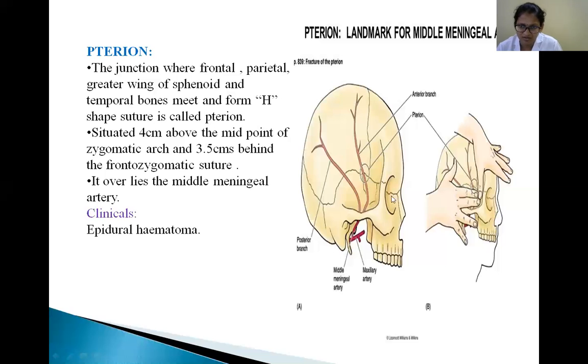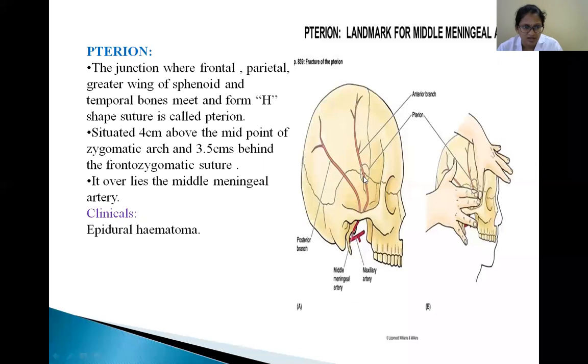Again, coming to the location: the pterion lies 3.5 centimeters behind the frontozygomatic suture, and 4 centimeters above the zygomatic-temporal suture. This is the point.